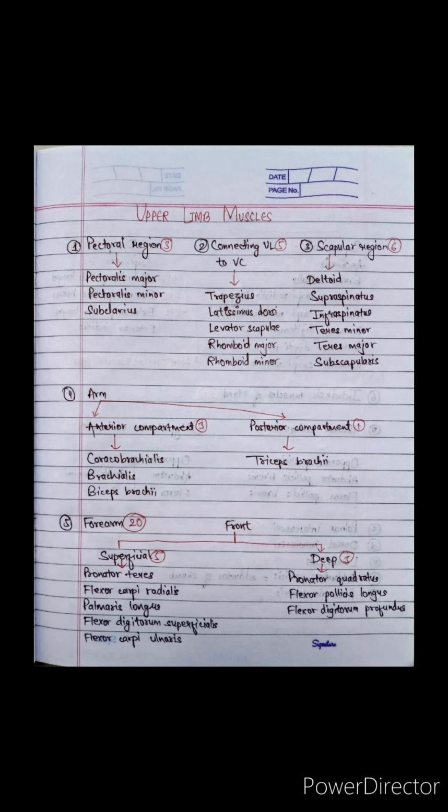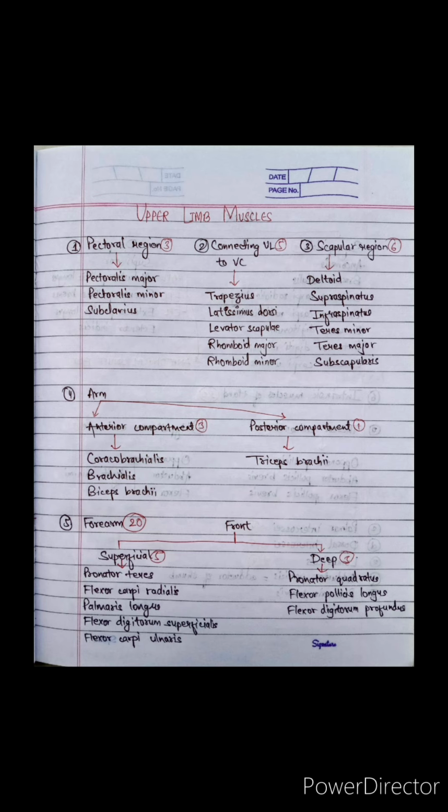Number 2, muscles connecting upper limb to the vertebral column. There are five muscles. They are trapezius, latissimus dorsi, levator scapulae, rhomboid major and rhomboid minor. Number 3. Scapular region. There are six muscles: deltoid, supraspinatus, infraspinatus, teres minor, teres major, and subscapularis.